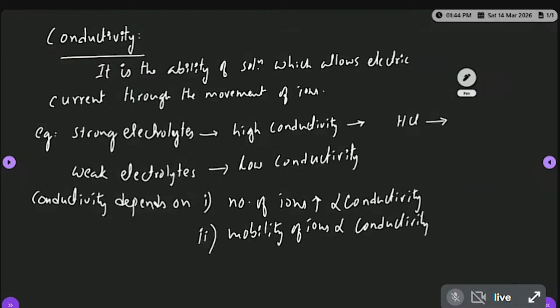And next come to weak electrolytes. What are weak electrolytes? Weak electrolytes are the electrolytes which give fewer ions. Since they have fewer ions, the conductivity is also less. Fewer ions means a few ions, a number that is below the Avogadro number.